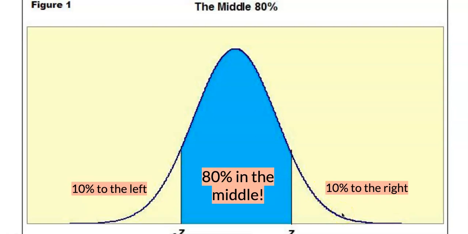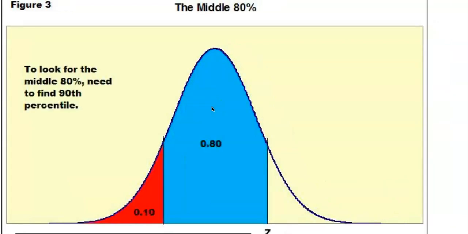Now, why do we have to split this? Because remember, the z table, the table method that we use, finds the cumulative area to the left. So I want you to divide up your curve first. To look for the middle 80%, you need to find the 90th percentile. We can do that, but I can also find the 10th percentile and look at the z-score right here. And that number will just be the negative of the 90th percentile, because remember, this normal distribution is perfectly symmetrical.